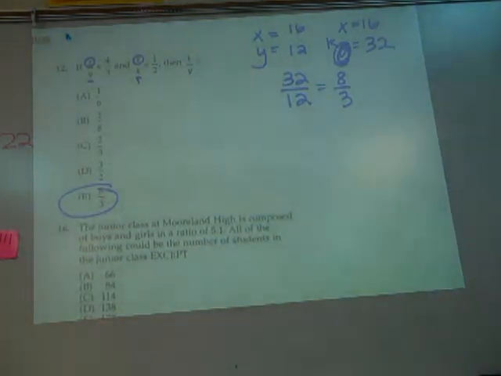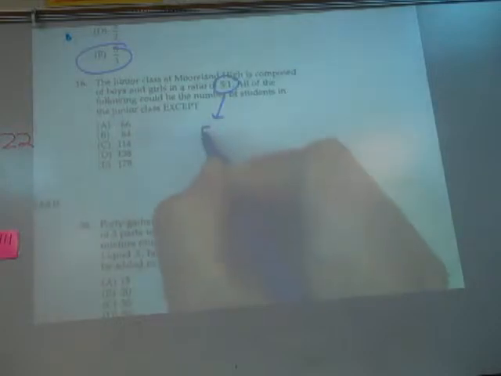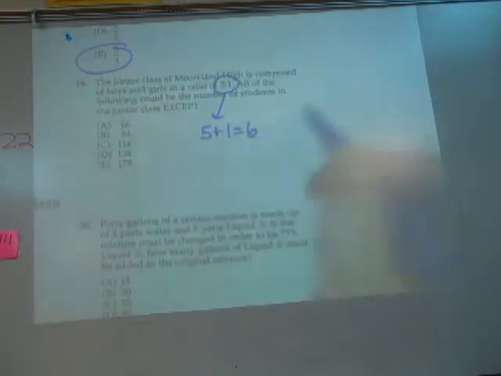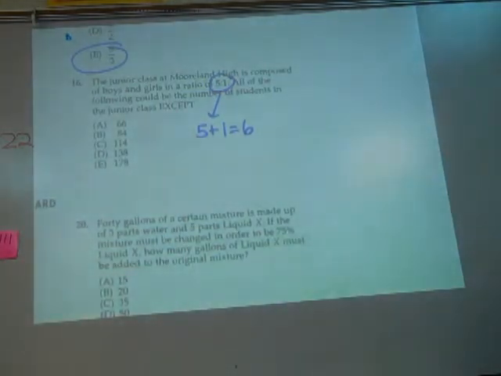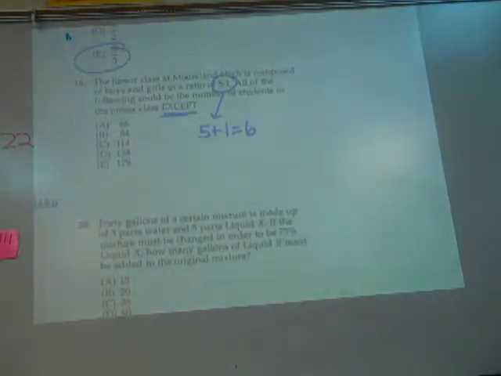8/3. Okay. Number 16. The junior class at Moreland High is composed of boys and girls in a ratio of 5:1. All the following could be the number of students in the junior class except which one? Okay, so remember, if we were going to figure out how many boys and girls were actually in the junior class, the first thing we would do is add these together, and then we would divide that number into the total number of students. So basically this is asking you which of these is not a multiple of 6. That's all this question is asking you. So which one will 6 not go into?